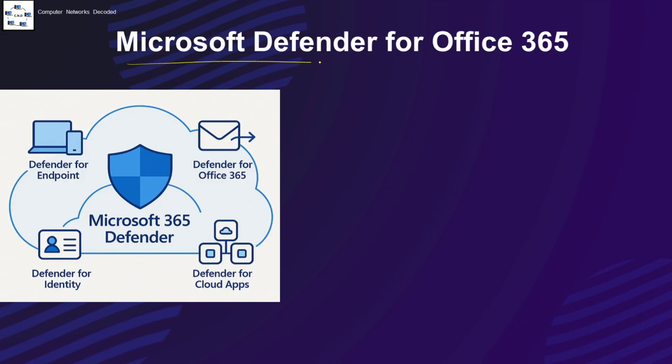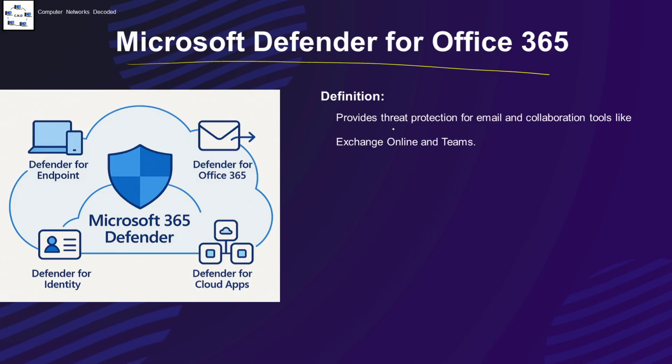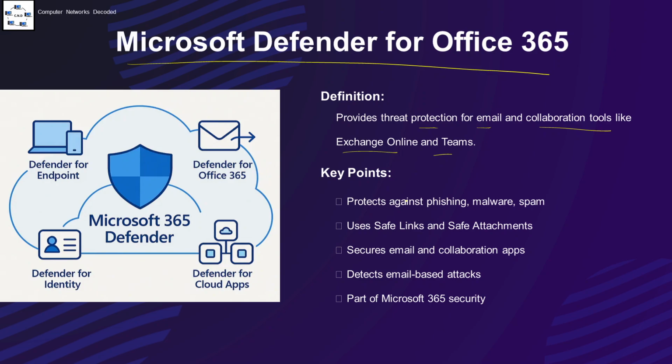Microsoft Defender for Office 365. So Microsoft Defender for Office 365 provides threat protection for email and collaboration tools like Exchange Online and Teams. So it protects against phishing, malware and spam. It uses safe links and safe attachments. It secures email and collaboration apps and detects email-based attacks. It is part of Microsoft 365 security.